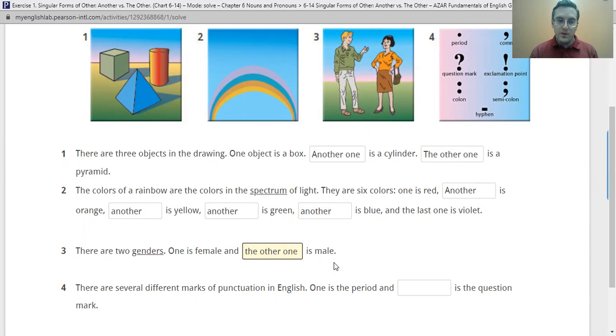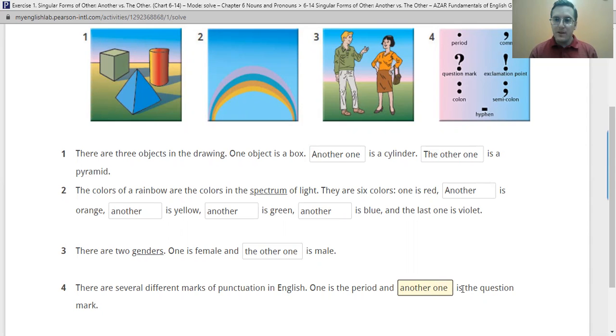And number 4, there are several different marks of punctuation in English. One is the period. We have 5 more. Out of those 5, one of them is the question mark. So I say another, or another one is the question mark. So anytime we have a group of something, and I'm just mentioning one of those, any one of those in the group, another. If I only have one, it's the last one, the only one, the other.